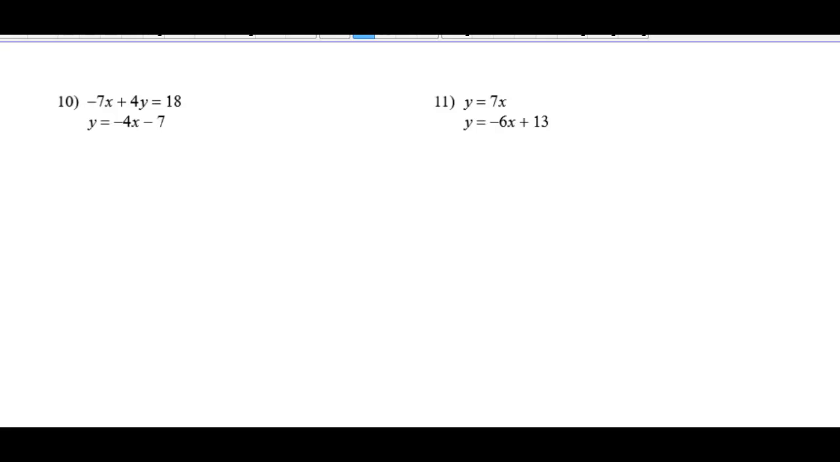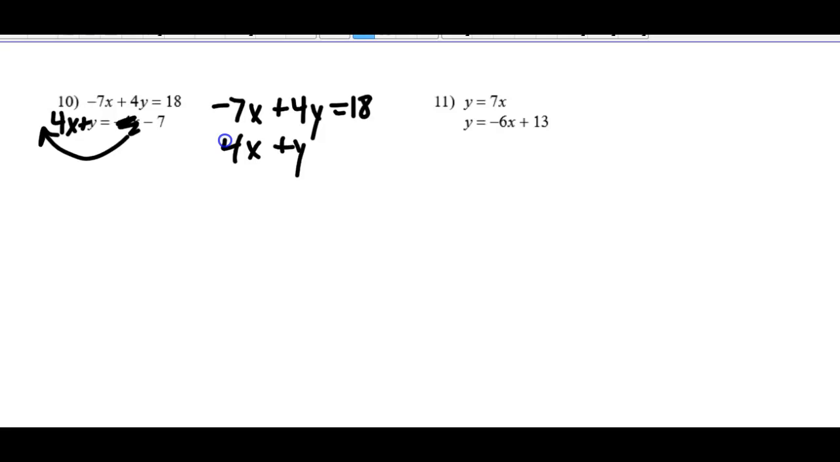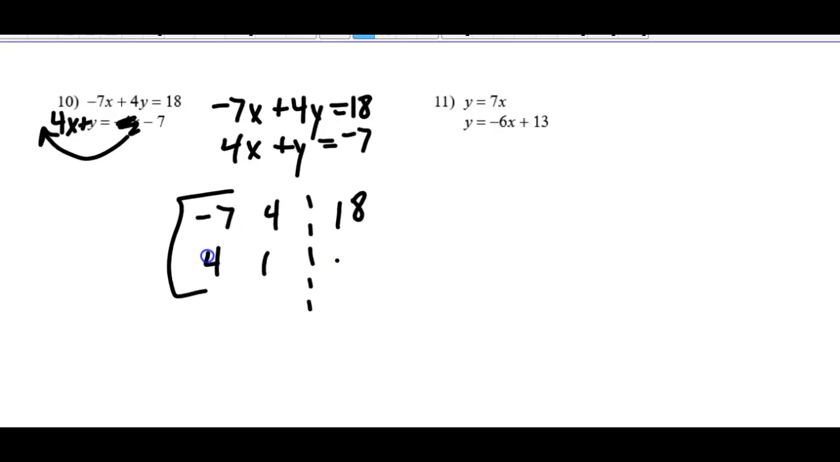So these two I just put on here so that we could talk about rearranging these. You would need to add the 4x over here. So then you had them lined up, -7x plus 4y equals 18, and 4x plus y equals -7. And then the augmented matrix would simply be -7, 4, 18, and 4, 1, -7. And again, that is a 2 by 3 if you were to enter it in your calculator.